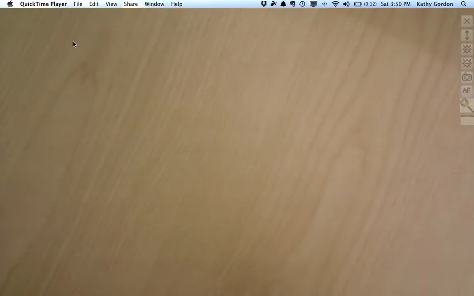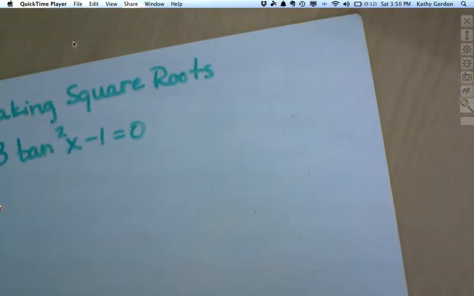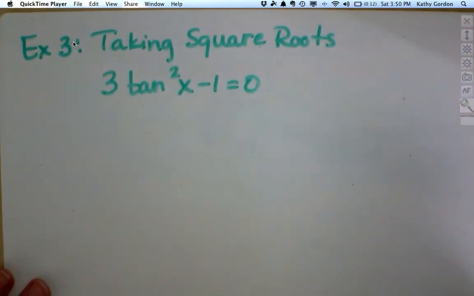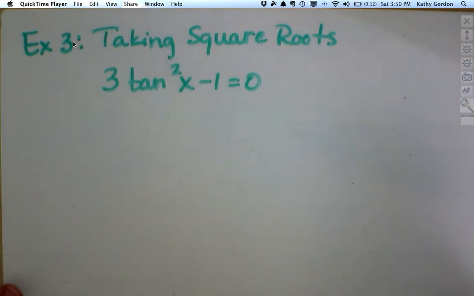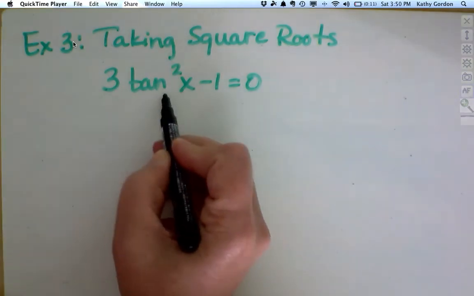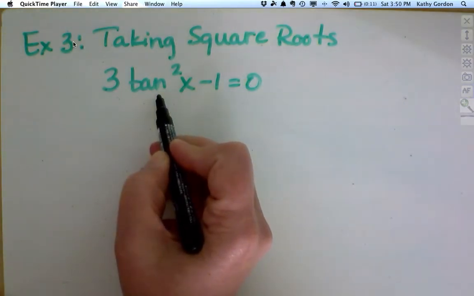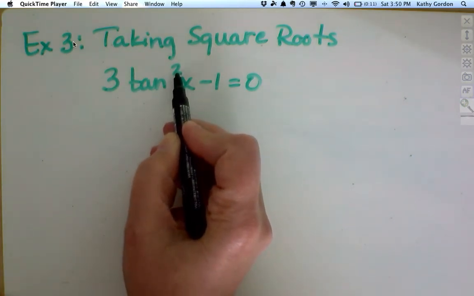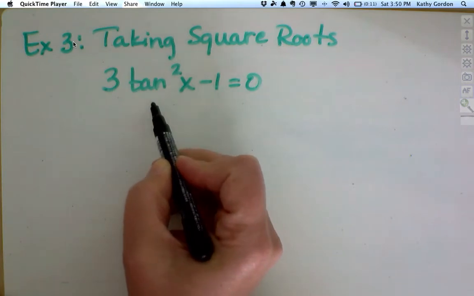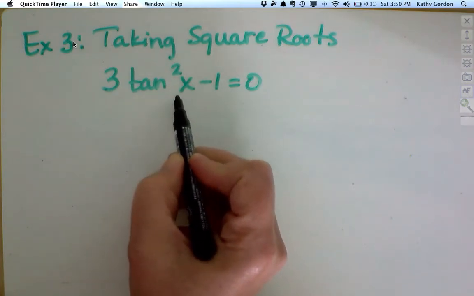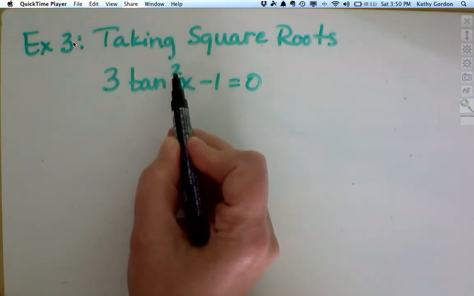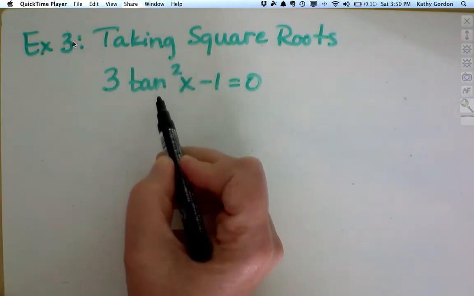All right, let's try another one. In this example, we are going to have to take square roots. We have a single trig function again, similar to what we saw in the first example, but in this case that trig function is squared. So we're going to need to go through the steps to get the trig function isolated, and then when we do, we're going to have to take a square root to get it completely by itself.